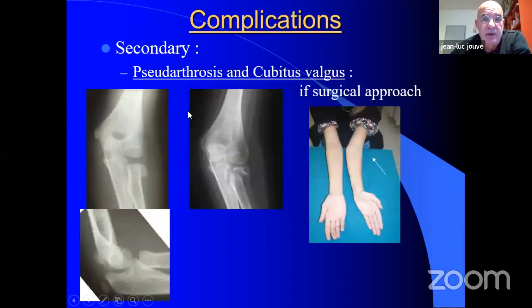A secondary complication is the pseudarthrosis of the radial head, and in this case you see a classic case of pseudarthrosis, and this pseudarthrosis has a secondary effect, which is cubitus valgus, ulnar valgus of the upper limb. For a few years the function is normal, but after a few years there is often pain of the elbow and stiffness.